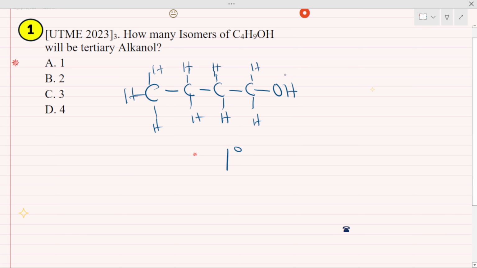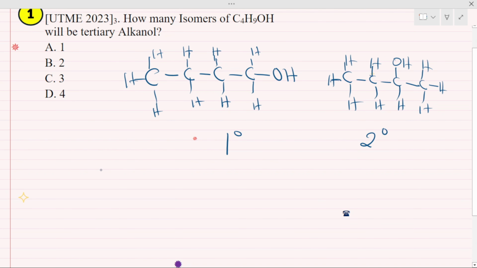All right. Now looking at this, draw it in another way. We can have 1, 2, 3, 4. We have hydrogen, hydrogen, hydrogen. We have OH. We have hydrogen. We have hydrogen, hydrogen, hydrogen, hydrogen, and hydrogen. This is secondary alkanol. Now let's draw the third one here.